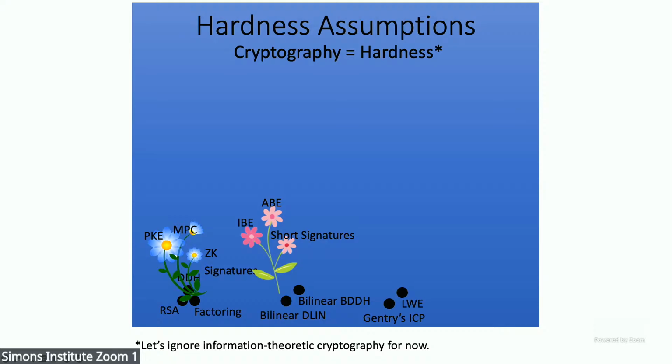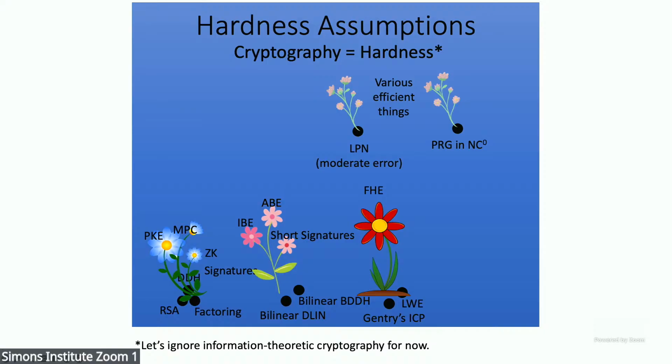Then even more, well, contemporaneously, but more recently in terms of the major effort in our field, the learning with errors problem, before that Gentry's earlier lattice problem. And we got this beautiful fully homomorphic encryption notion out of it. And there are also these other assumptions that we've thought about over the years, like learning parity with noise, with what I call moderate error, and PRGs in NC0. We'll talk about this a little bit more later.